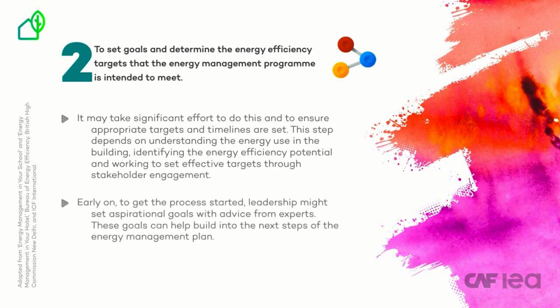Step 2 is to set goals and determine the energy efficiency targets that the energy management program is intended to meet. It may take significant effort to do this and to ensure that appropriate targets and timelines are set. This step depends on understanding the energy use in the building, identifying the energy efficiency potential, and working to set effective targets through stakeholder engagement. Early on, to get the process started, leadership might set aspirational goals with advice from experts. These goals can help build into the next steps of the energy management plan.